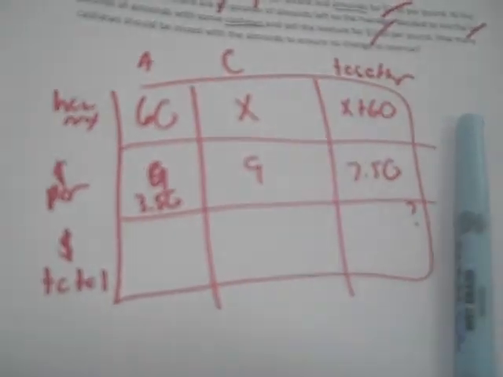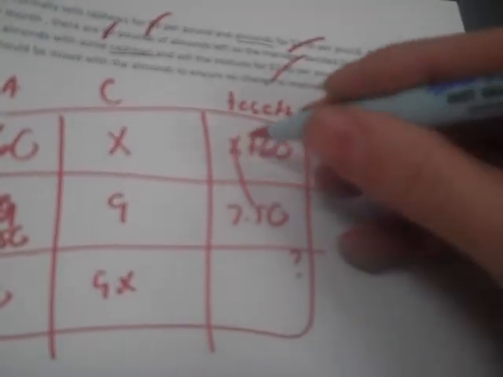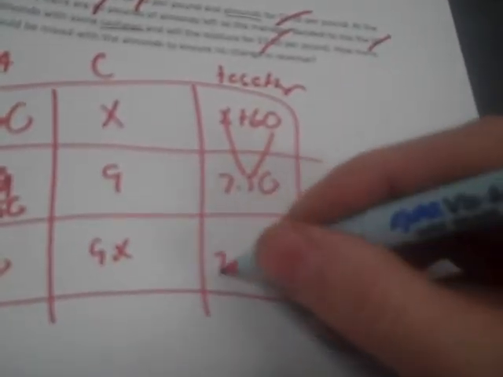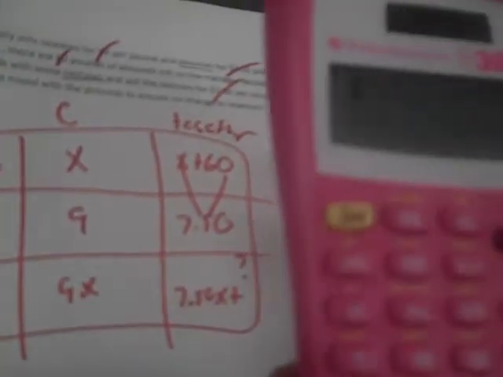Okay, now I'm out of digits. Now I got to work with what I have. So I take 60 times 3.50, 210. And that's written as 9x. And then here I got a plus, so I have to distribute 7.50. So that's 7.50x plus. Then I take 60 times 7.50, and that's 450.